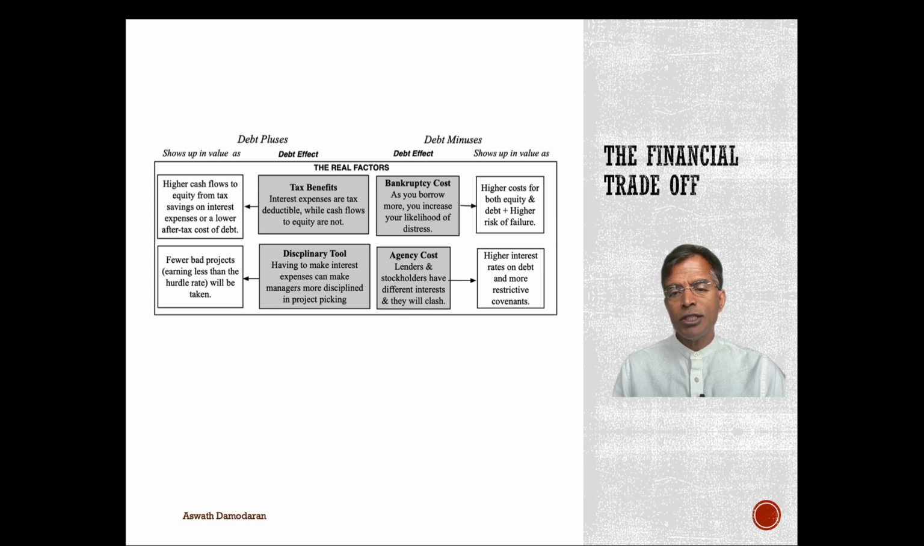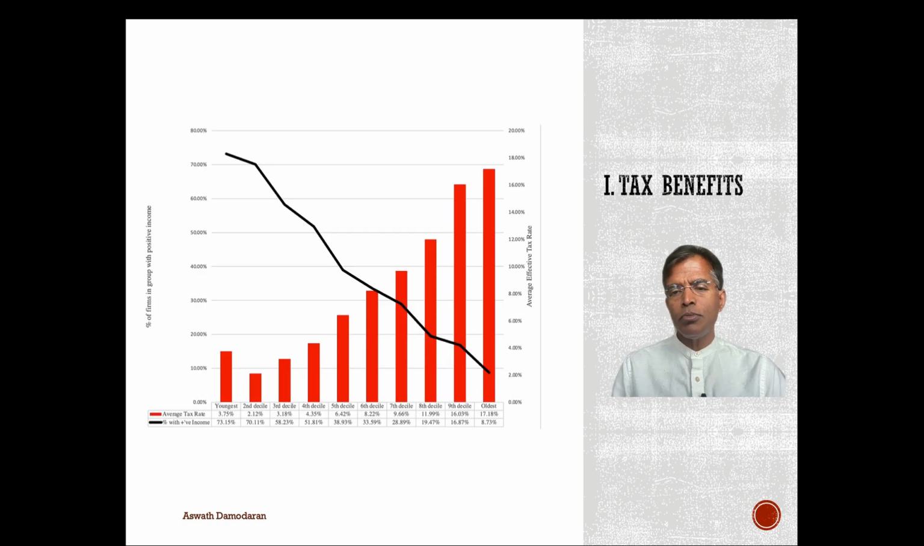So as a company, the true trade-off is between the tax benefits and the added discipline on one side, and the bankruptcy cost and the agency cost on the other side. And that trade-off is going to determine how much to borrow. So let's take a look at how the items in those trade-offs are going to shift as you look across the life cycle. Let's start with tax benefits. First, recognize how the tax benefit of debt works. When you have $100 million in interest expenses, the tax authorities don't mail you a check for $30 million, if 30% is your tax rate.